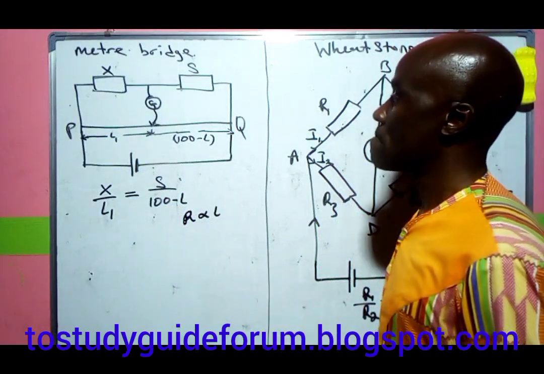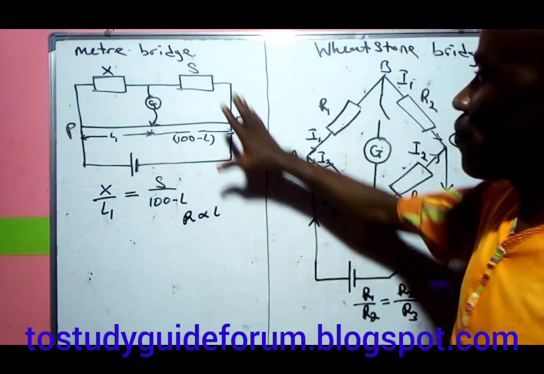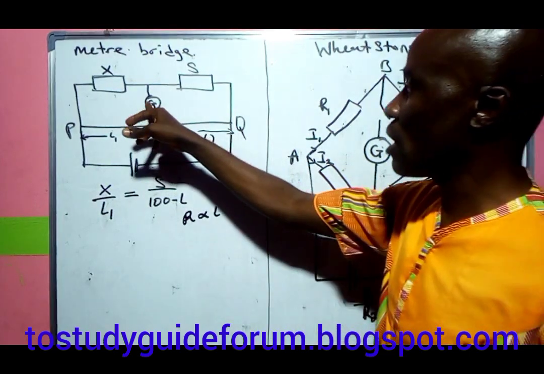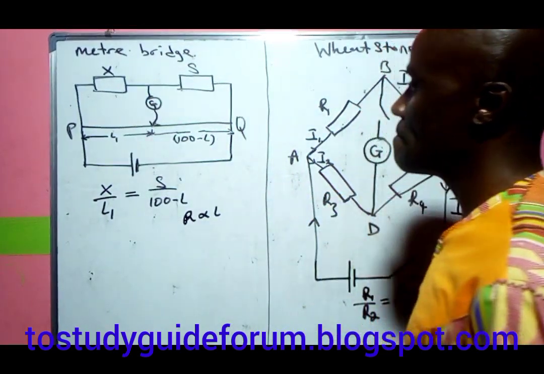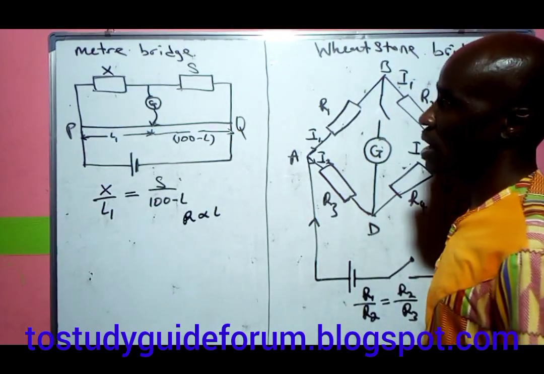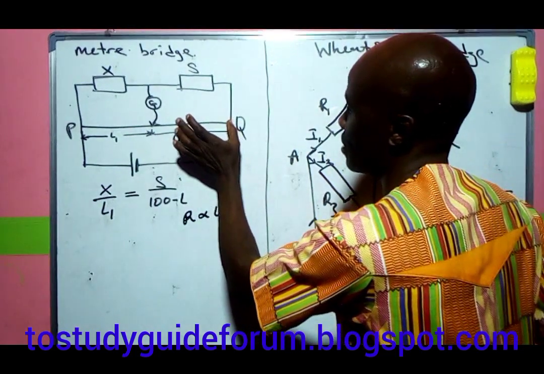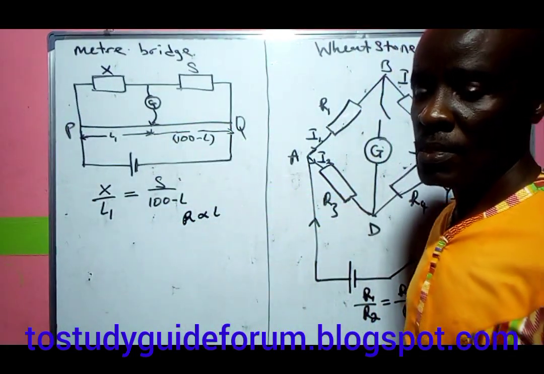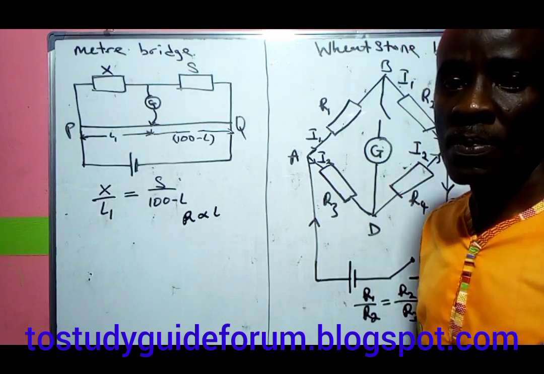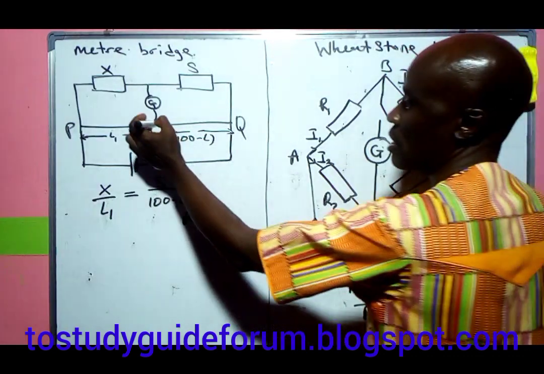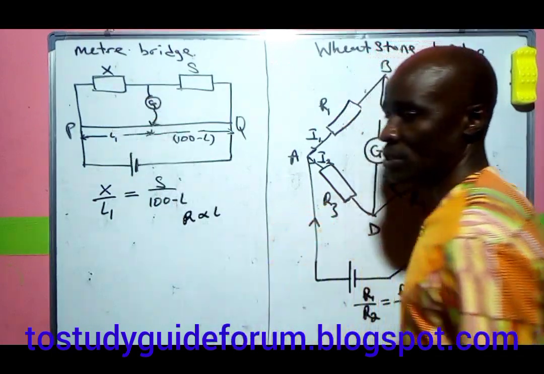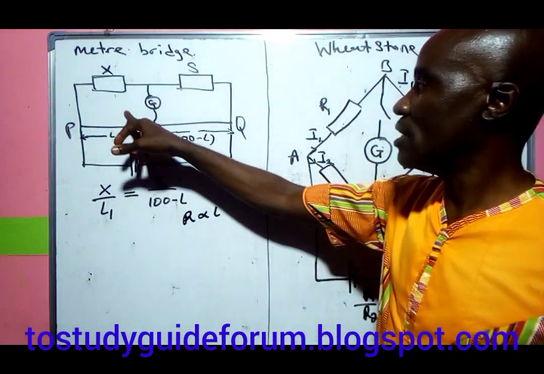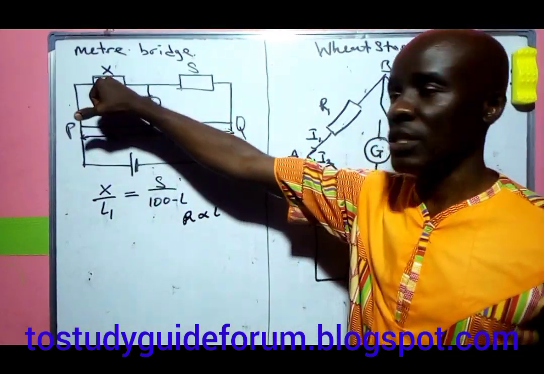Looking at it very well, this other one stands for the galvanometer, and this meter bridge has a length from P to Q of 1 meter. That is equal to 100 cm. At each point where the galvanometer reads 0, where it does not deflect, it means that it's equivalent to the reading of this.